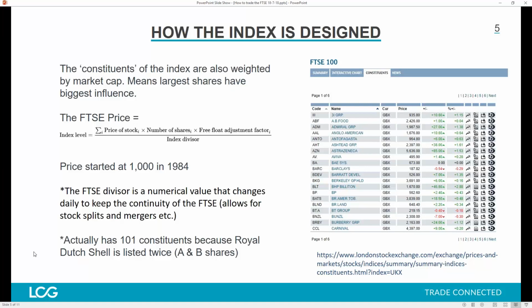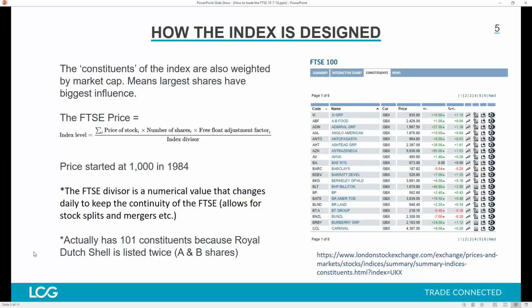Another little side note is that it started in 1984 and they just set that original price at 1,000. If you're wondering why the FTSE is not just all the share prices of the 100 companies divided by 100, well, it's because it started with that original value of 1,000 in 1984, and obviously it's grown since then about sevenfold.